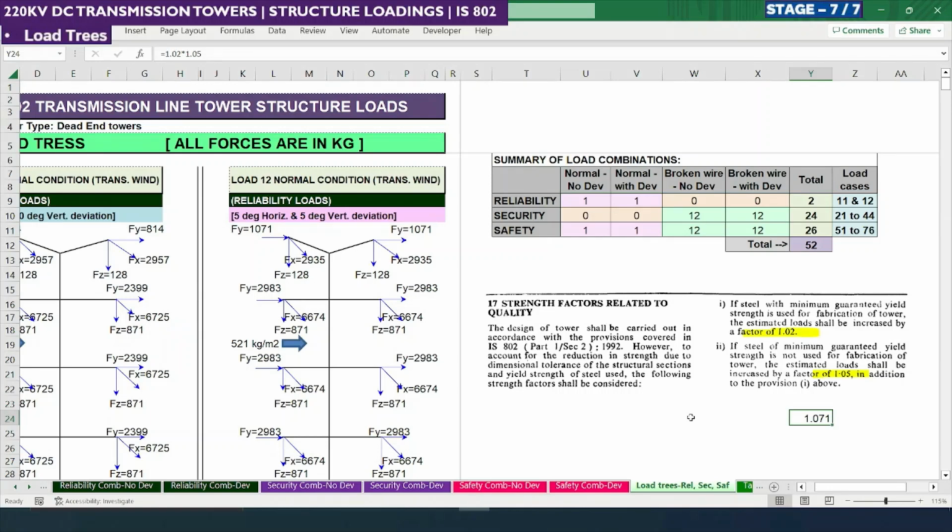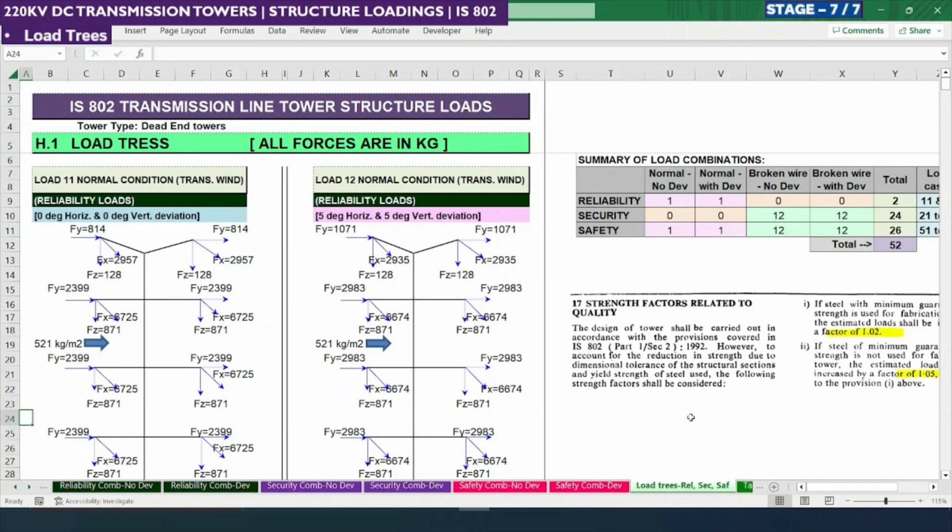Once we apply this load to the structural model developed in structural software, sometimes, instead of 1.07, based upon the customer or consultant requirement, we need to add an even higher factor of safety, like 1.25. So it depends upon the project and other cases. So let me discuss in detail about the load trees.